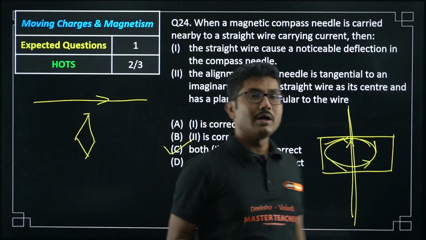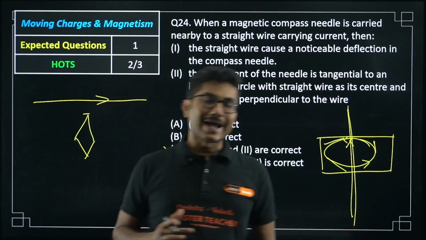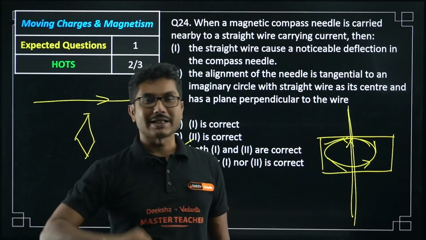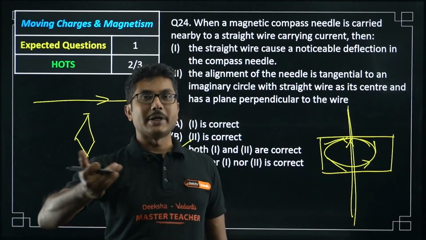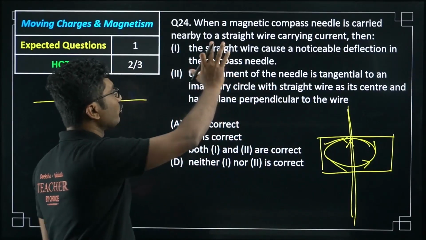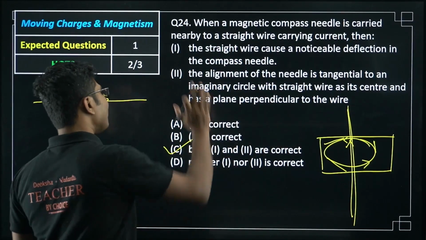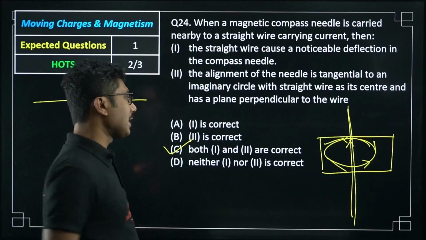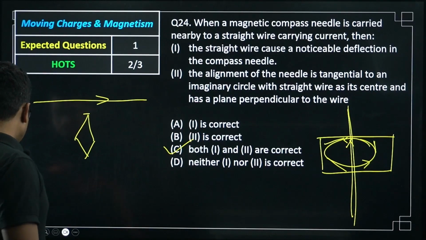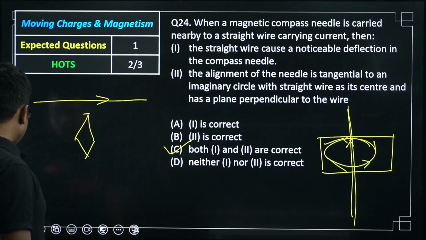Now these are not related to each other directly, like a reason and assertion based question. If the same question was asked as a statement based question, "statement 2 is the correct explanation of statement 1", then there is no explanation. Both of them are just observations, and both observations are correct, so both statements are correct. So be careful what type of questions you are getting in your final exam.